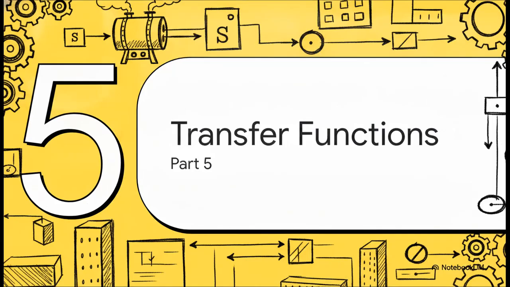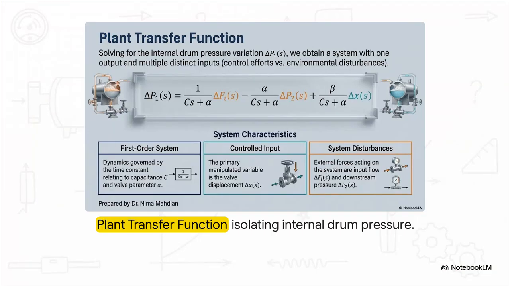And that leads us right into Section 5, Transfer Functions and Block Diagrams. Let's start building the architecture. By algebraically solving for the internal drum pressure variation, which is delta P1 of S, we reveal the plant transfer function. Just look at how elegantly this separates out.